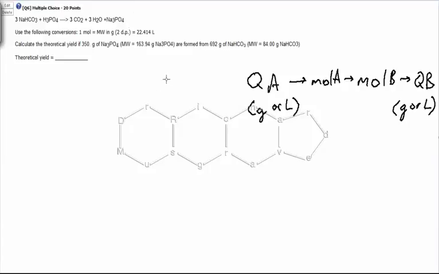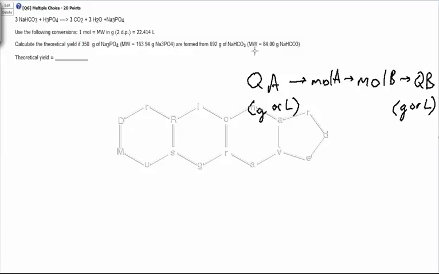I want you to remember what the entire point of this problem is. What you want to do is figure out how much product you're actually supposed to get from this much reactant. So we're going to start out with 692 grams of NaHCO3, but we're not going to end up with 350 grams of Na3PO4. We're going to end up with something more than that. From this problem though, we only got 350 grams. We're actually not going to use the actual amount of Na3PO4 in this problem. All we're going to be doing is figuring out how much Na3PO4 we should have gotten.